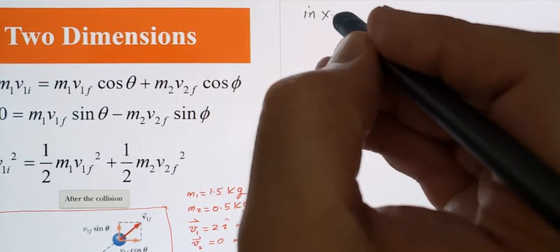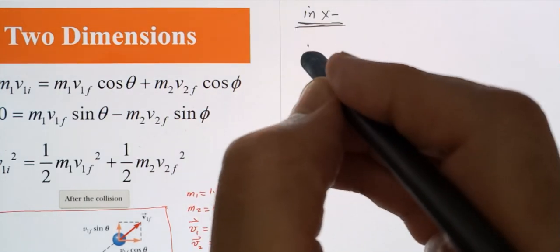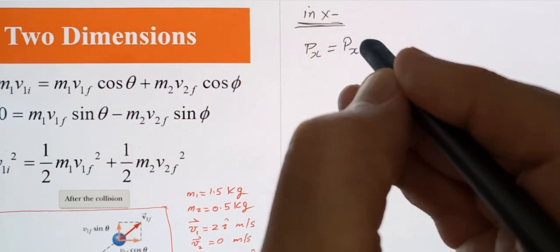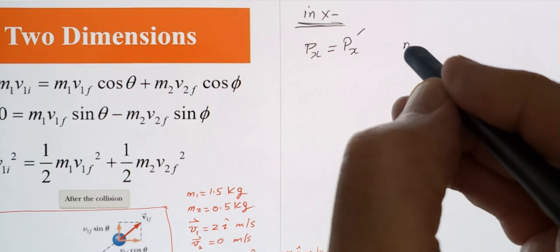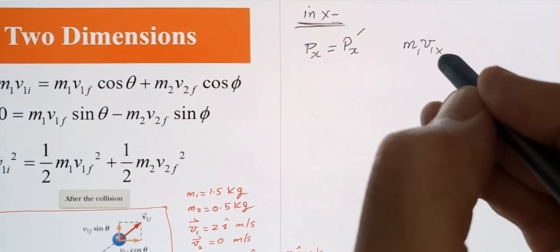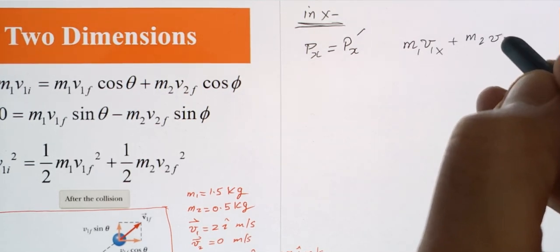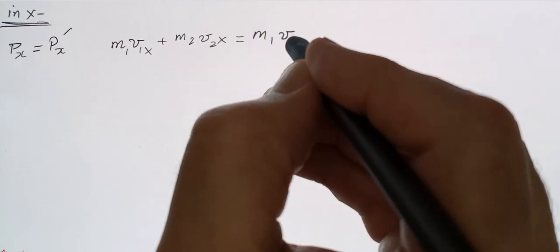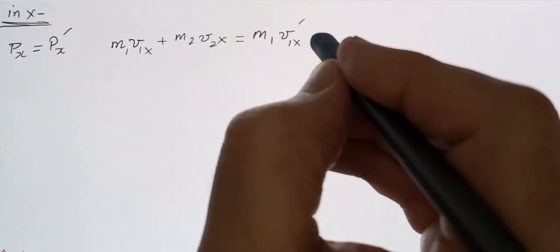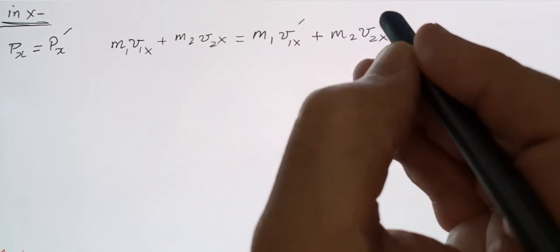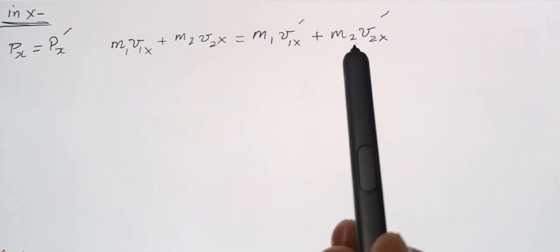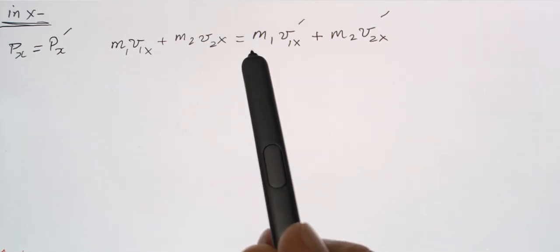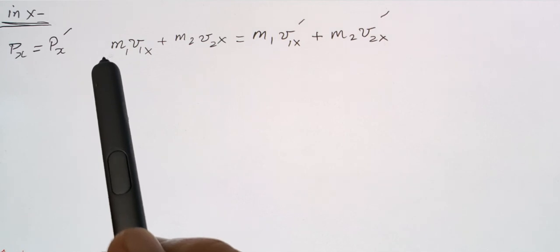So how to solve this problem? Well, momentum is conserved in the x-axis. So in x, I have momentum before equal momentum after. What does that mean? Well, M1 V1x plus M2 V2x will equal M1 V1x after the collision plus M2 V2x after the collision. Momentum is conserved, so total momentum in the x-axis after the collision must equal total momentum in the x-axis before the collision.